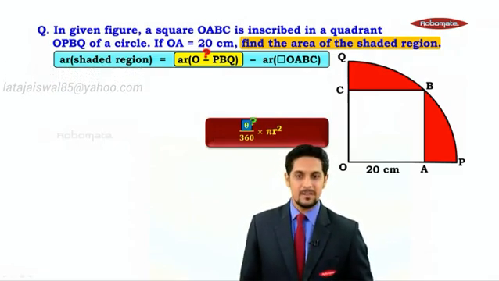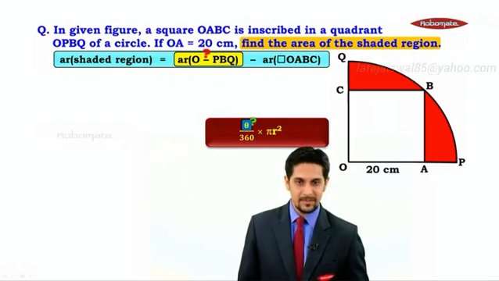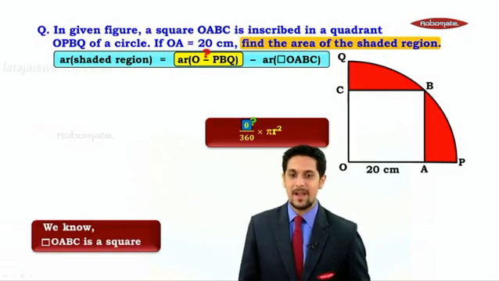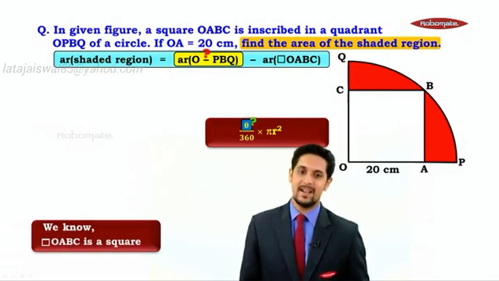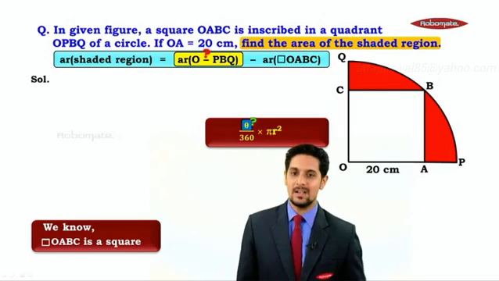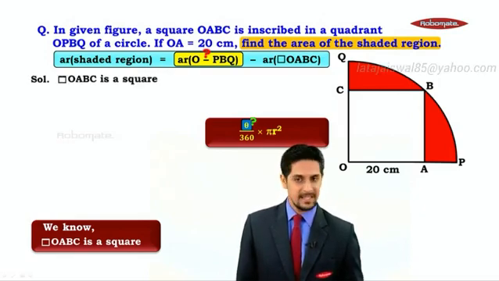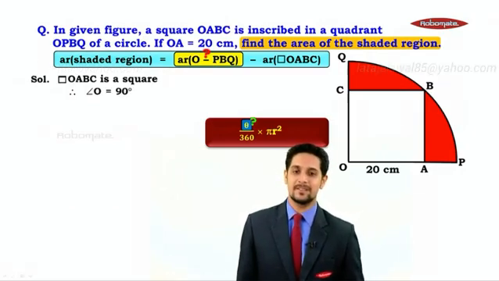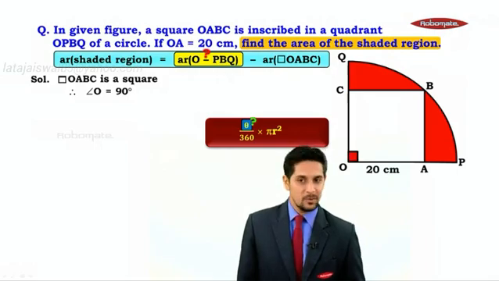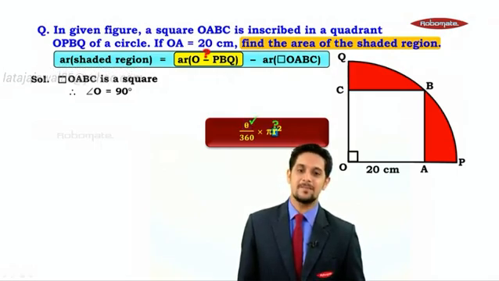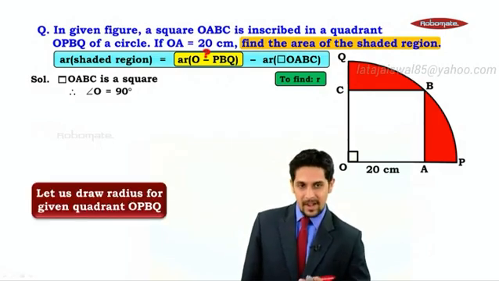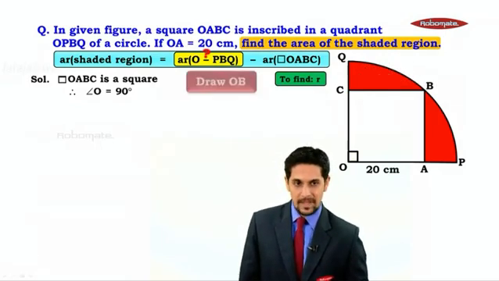If you observe, we need to get the value of theta for it. As we know that the quadrilateral OABC is a square, the value of theta is going to be 90 degrees. So we can write quadrilateral OABC is a square and angle O is equal to 90 degrees, which is nothing but the central angle for the sector. Further, we need to get the value of radius as well, and we need to calculate the radius in this sum. We can have the radius as OB.